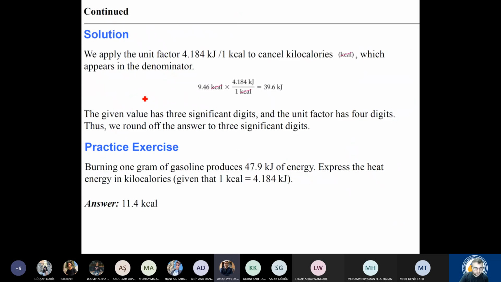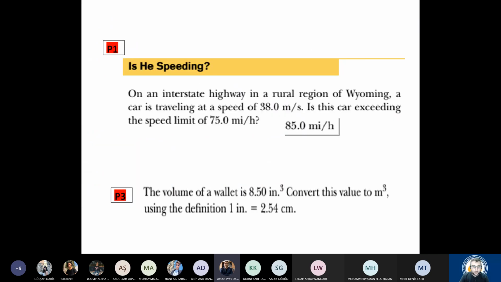Here, let's multiply the numbers. If you multiply the numbers, you can find that it is equal to 39.6 kilojoule. And this is also homework for you. Now there are some problems without solution and we give only the answer. So let's solve some of them for you.